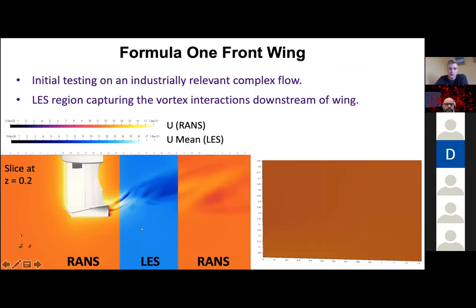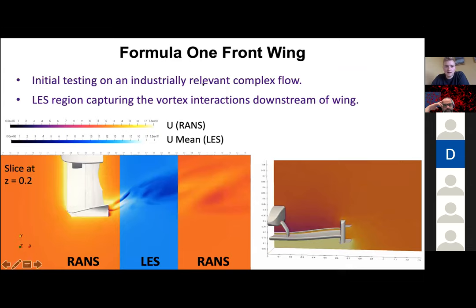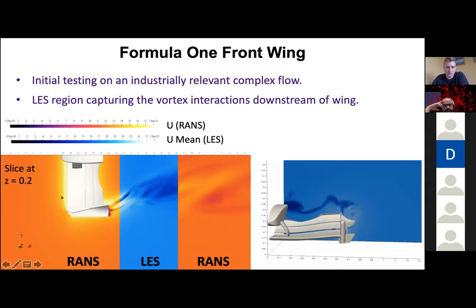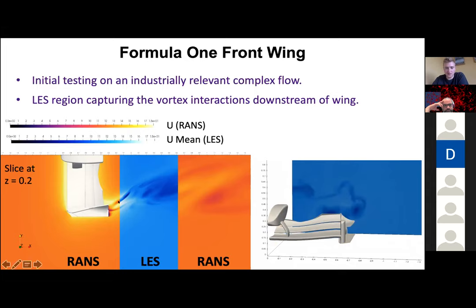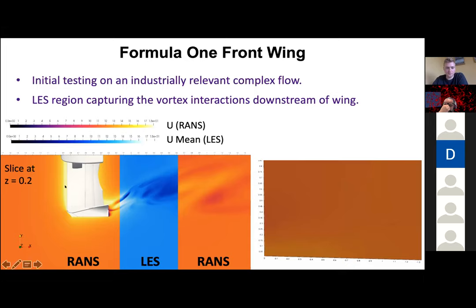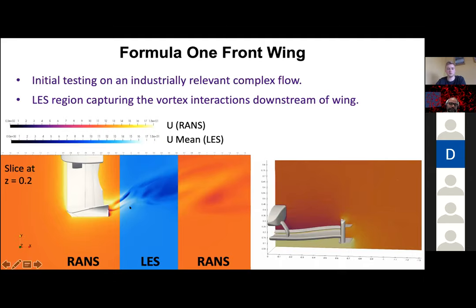And finally, we've started applying this to more complex industrially relevant flows. So in this case, is a simplified Formula One front wing with the vortices being shed off the end plate here. And we're switching between RANS and LES and RANS downstream of the front wing to be able to capture the interaction of the vortices. So this is work that's ongoing at the moment.